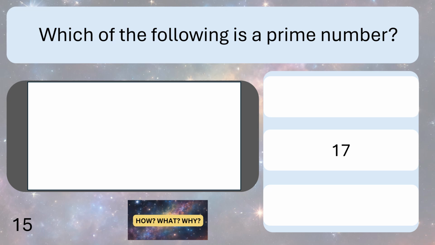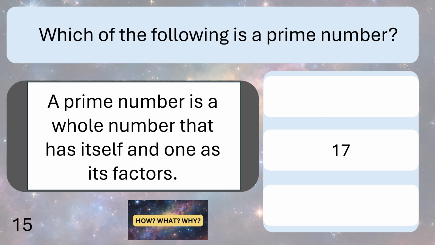The answer is 17. Well done if you got that correct. And do we remember a prime number is a whole number that can only have the factors of itself and 1. 15 had other factors. It had 5 and 3. And 16, of course, had 8, 2, and 4 as its factors.